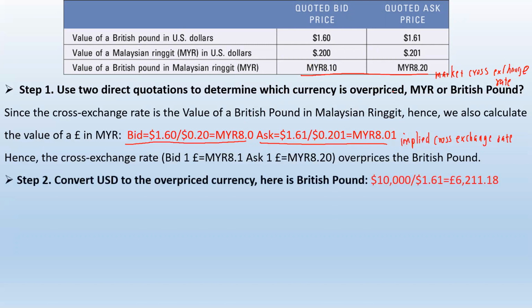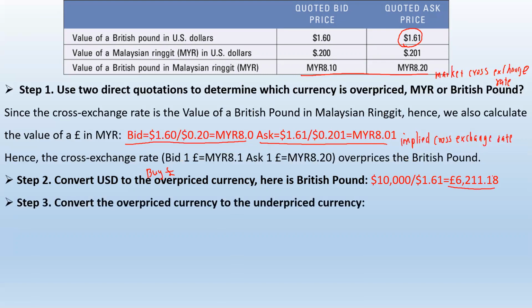And then we convert the US dollar to the overpriced currency, which is the British pound. So we buy British pound. And because we buy British pound, which means the bank sells British pound, they will sell at a higher price. So we use the ask price. We will find we get 6,211 British pounds. Then we convert the overpriced currency to the underpriced currency.